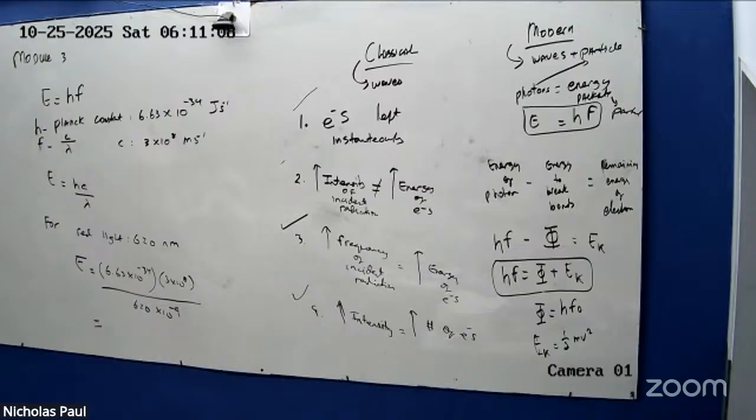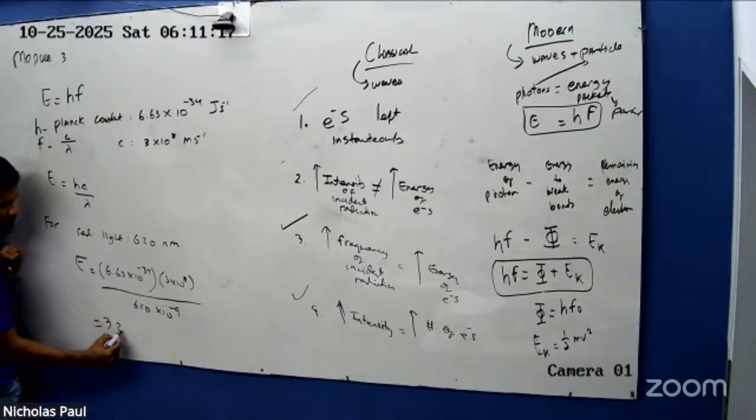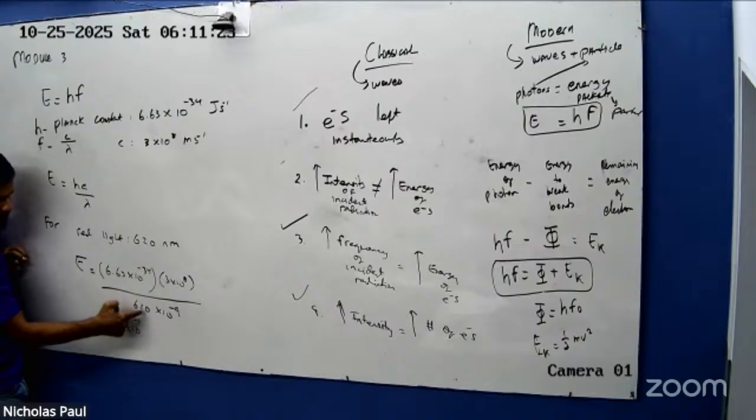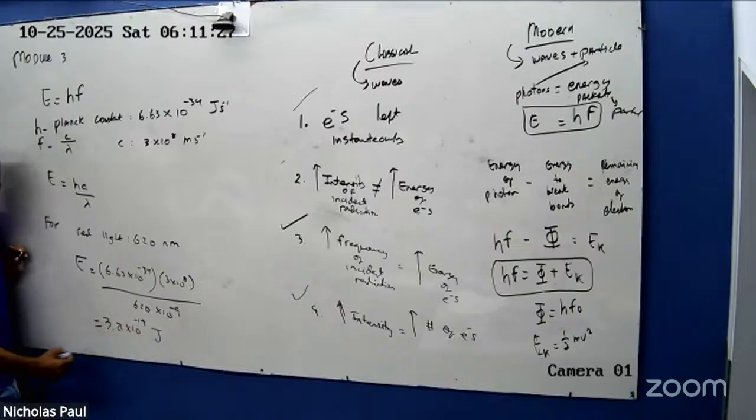Yeah, 2.7 minus 8, right. We'll go this time away again. 3.2 by 10 to the minus 8. And you use 620, right? See how small that value is?